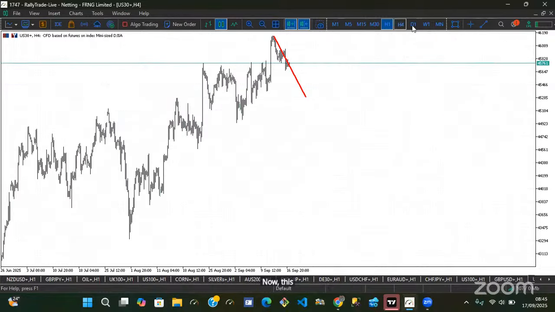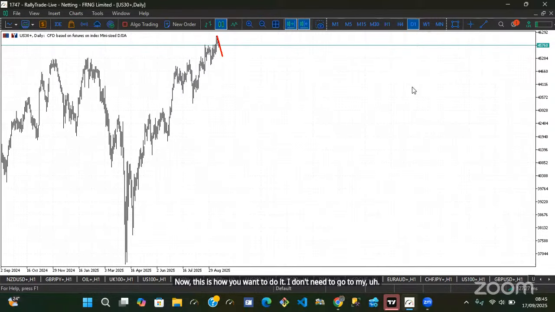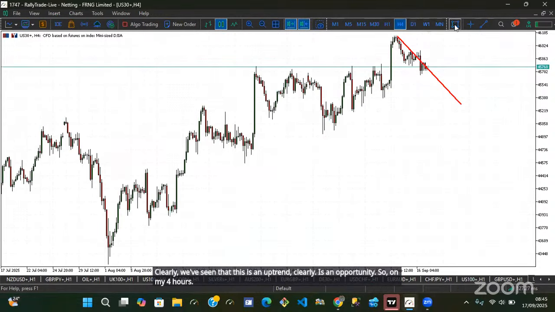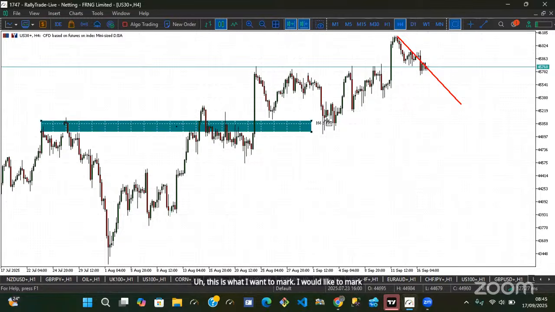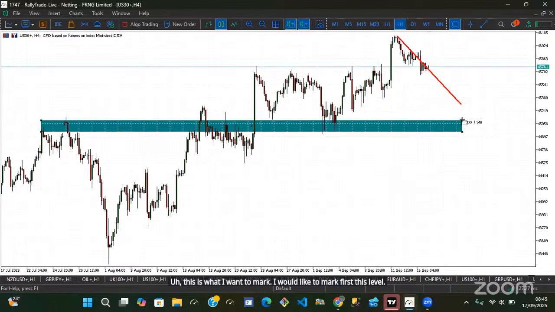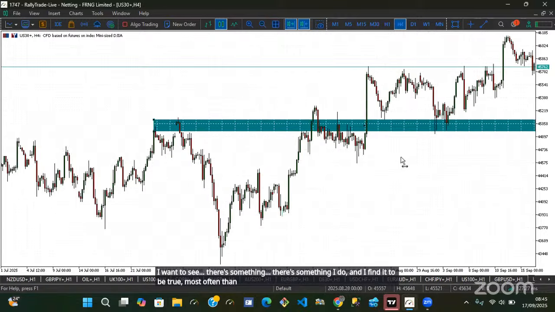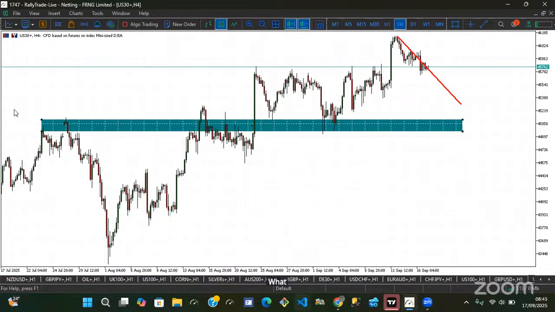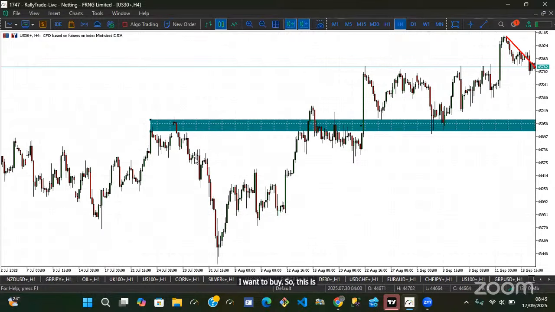Now, this is how you want to do it. I don't need to go to my daily again because clearly it's an uptrend on the daily. So on my 4 hours, this is what I want to mark. There's something I do, and I find it to be true more often than not. If I see a high, and after that high there was a massive retracement, then price went up to break that high, I will mark that high. Once price comes down to it, I want to buy. So this is an example of such highs.